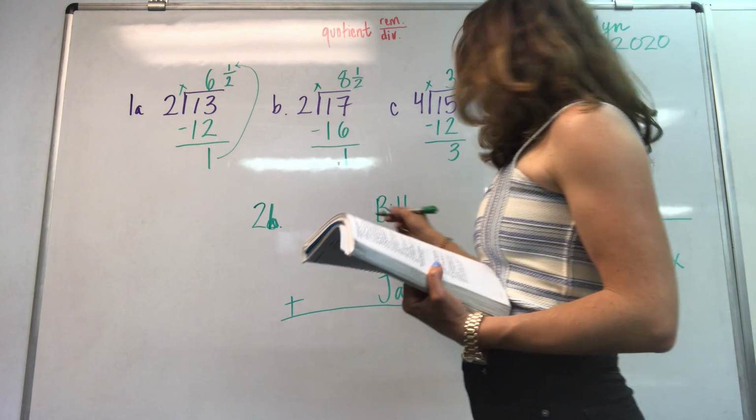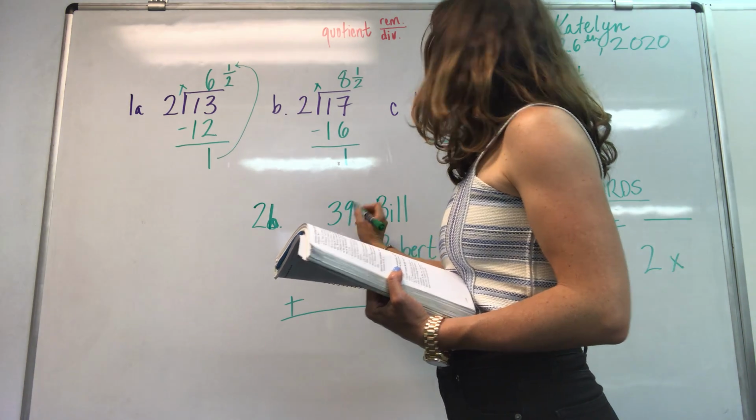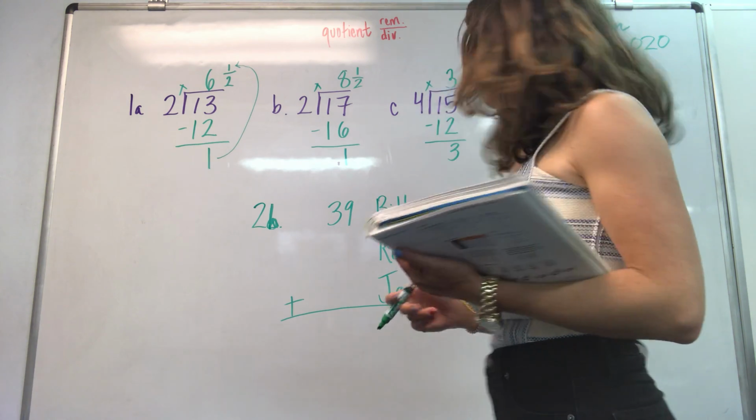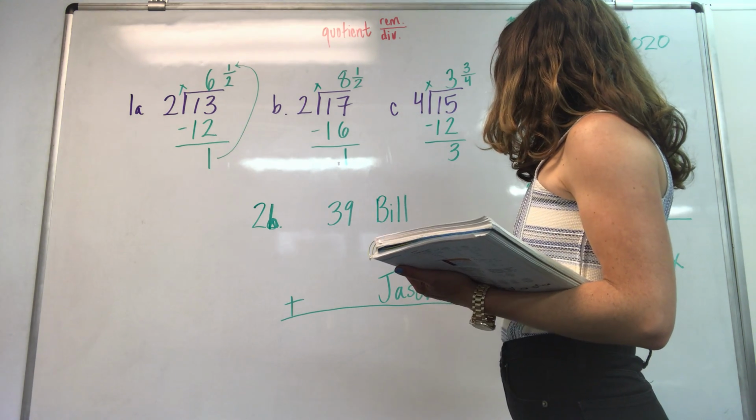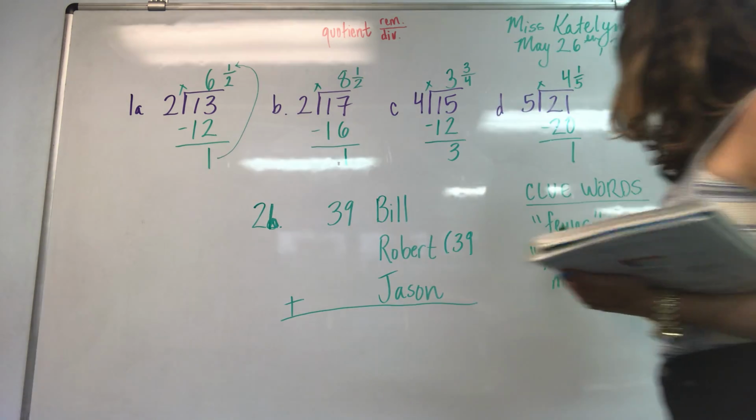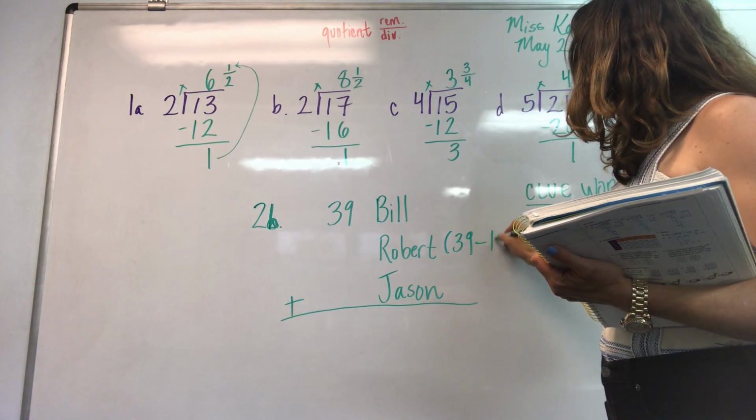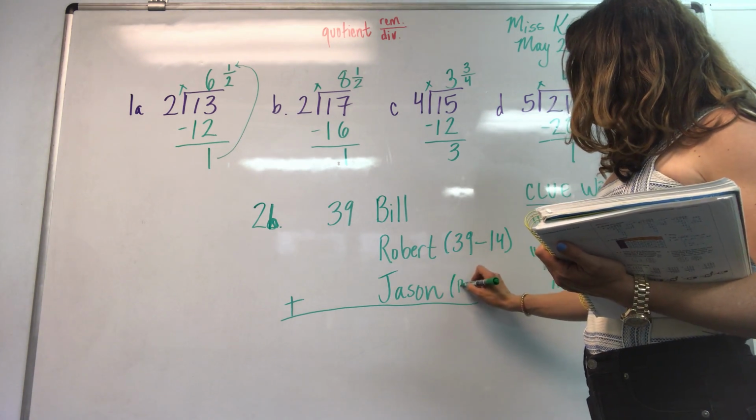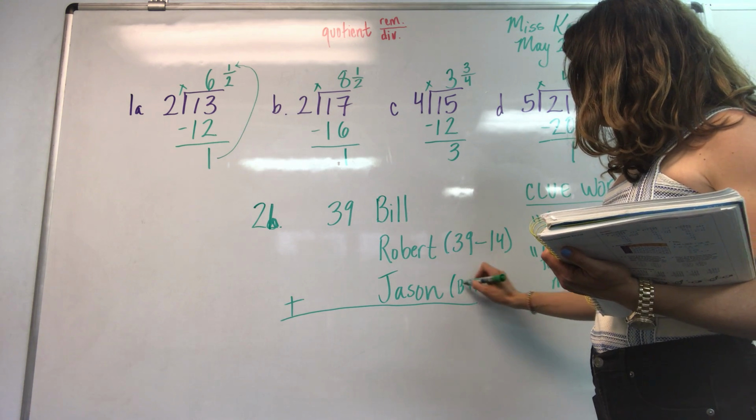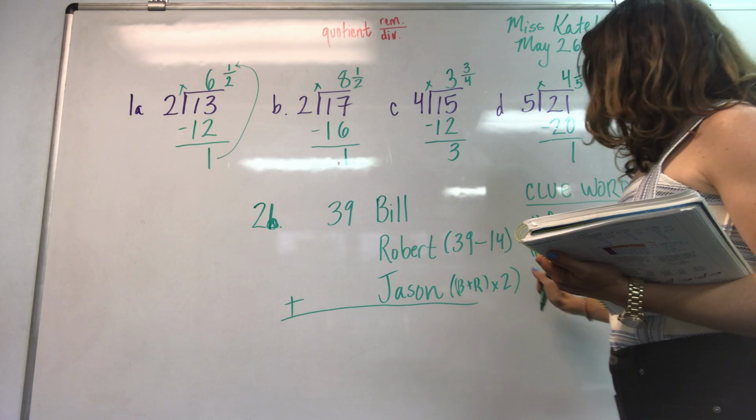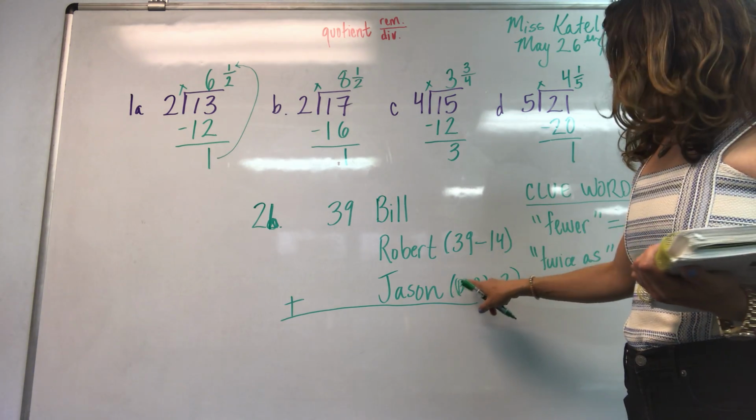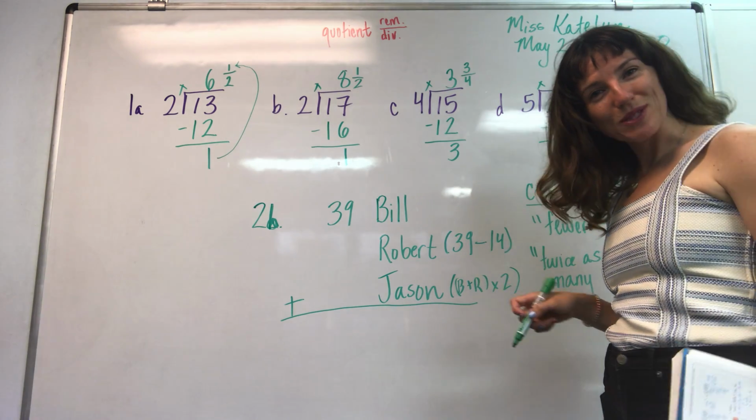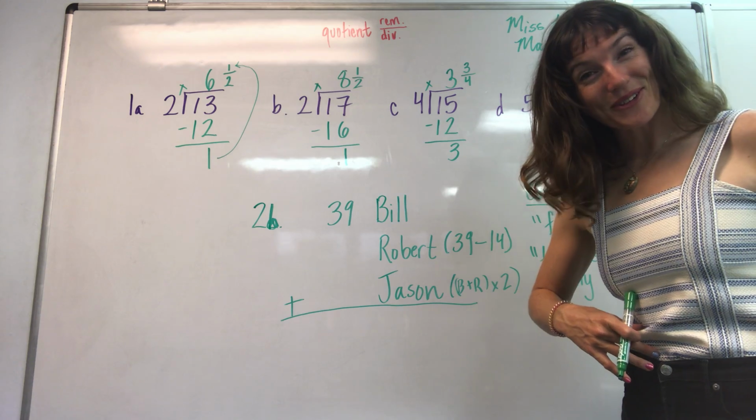So here we have Bill. Bill has 39, as the story problem states. And then the story problem says, Robert has 14 fewer than Bill. That's a whole sentence. Bill, fewer, minus 14. And then Jason has Bill plus Robert times 2, right? Twice as many as Bill and Robert. Okay? Wow, this is pretty advanced stuff. Y'all must be elite geniuses of the 3rd grade.